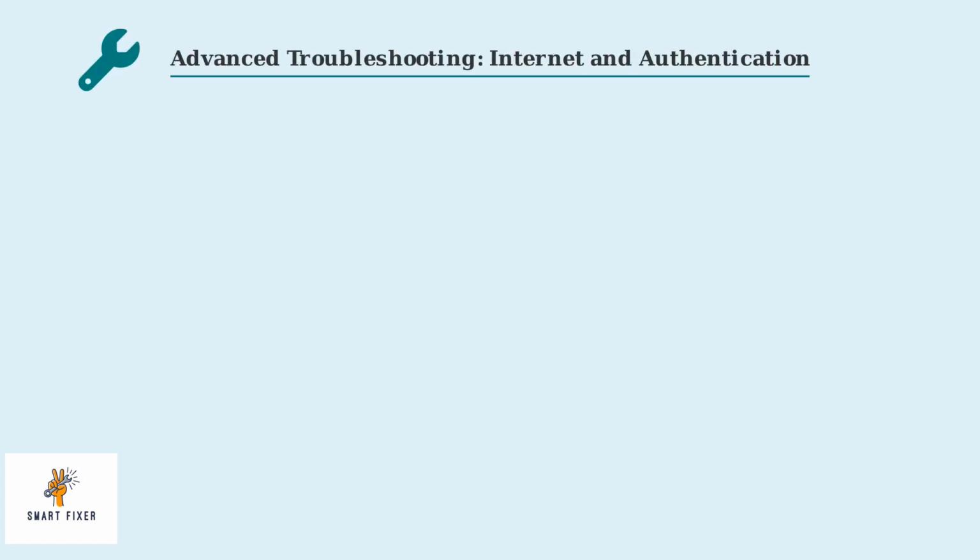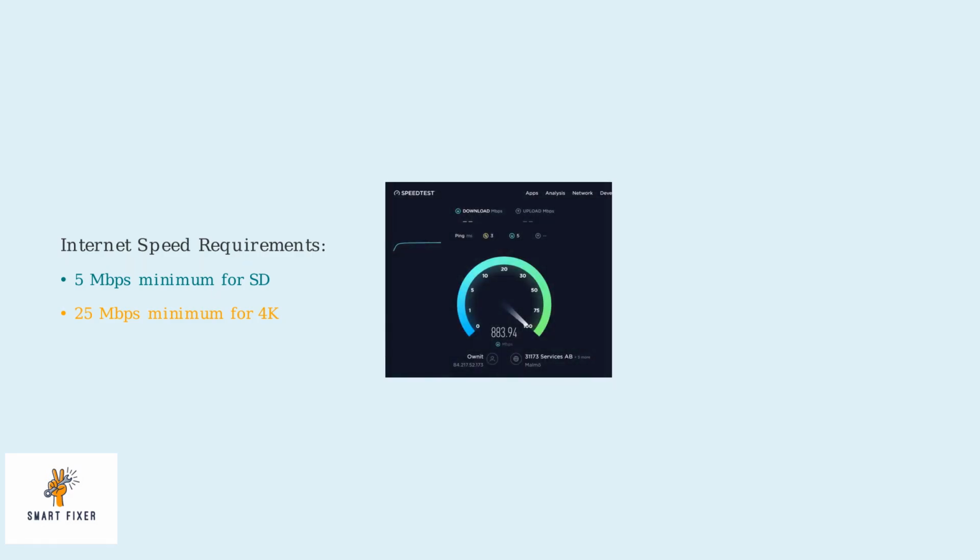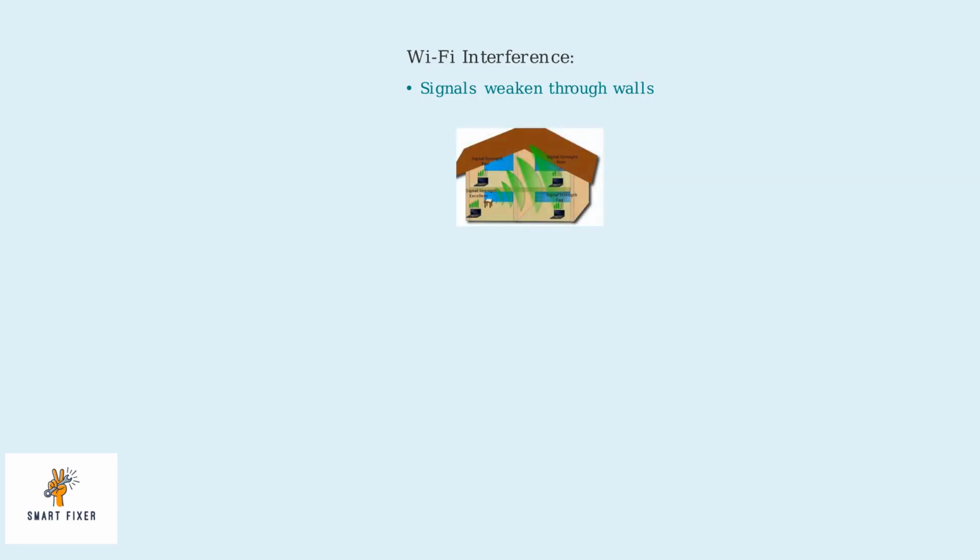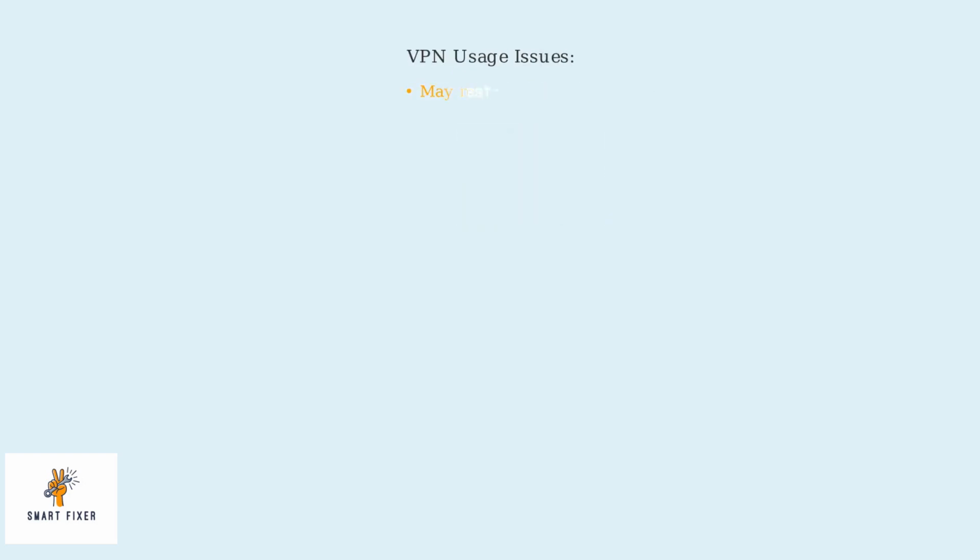If the quick fixes don't work, the problem might be your internet connection or authentication issues. Ensure you have a stable internet connection with at least 5 Mbps for SD content and 25 Mbps for 4K streaming. Use a speed test to verify your connection speed. Wi-Fi interference can cause streaming problems. Check signal strength on different floors. VPN usage can block geo-restricted content or cause connectivity issues.